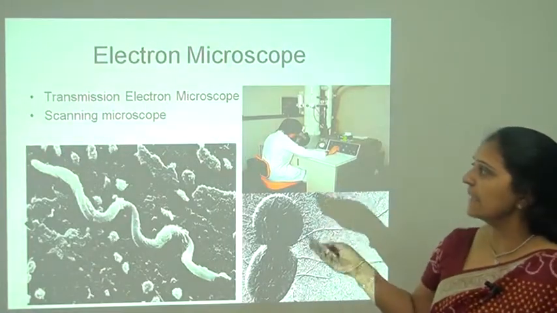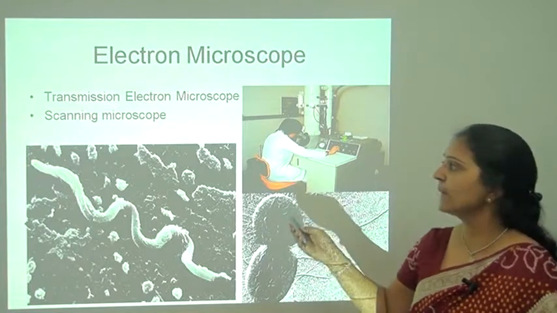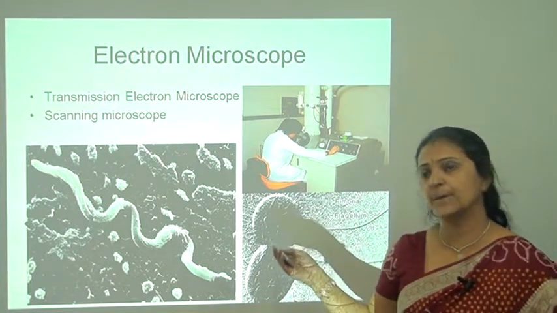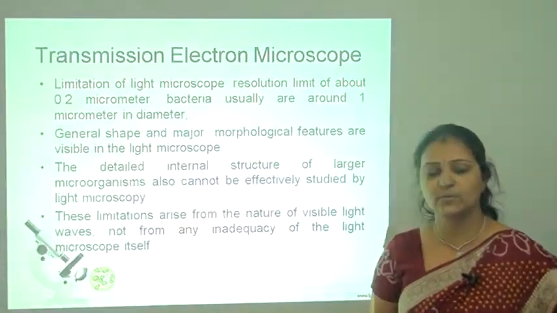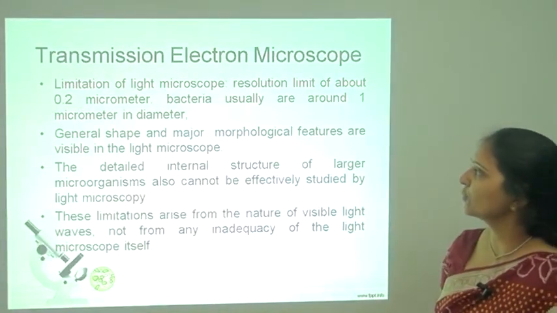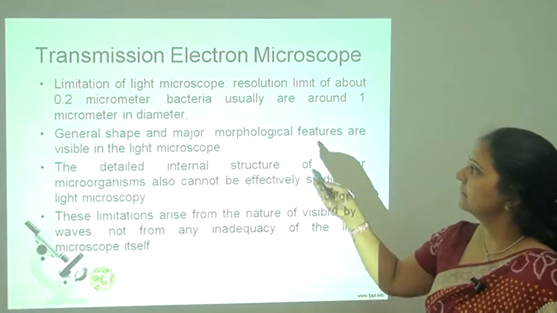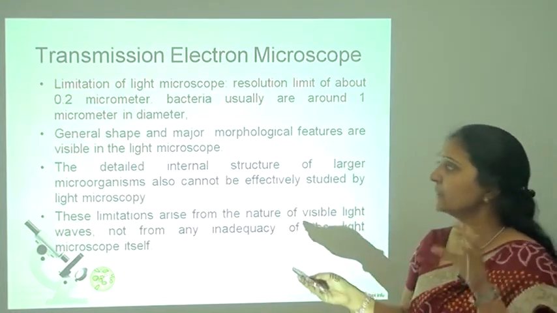Now the next is the electron microscope. There are two types of electron microscopy. One is the TEM and the other is the SEM, that is, scanning electron microscopy. First is the transmission electron microscope. That is the limitation of the light microscope.